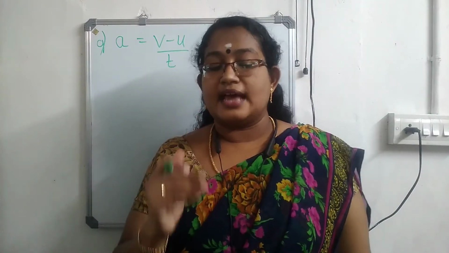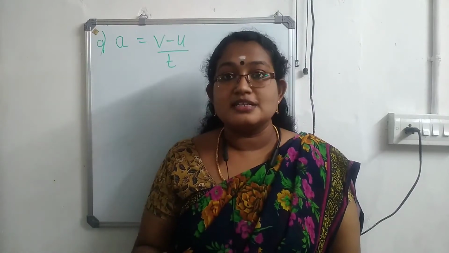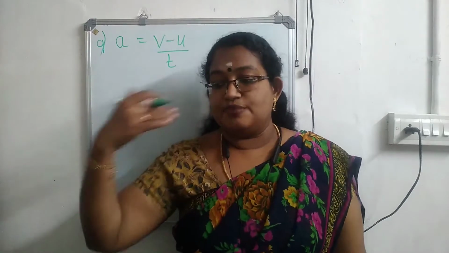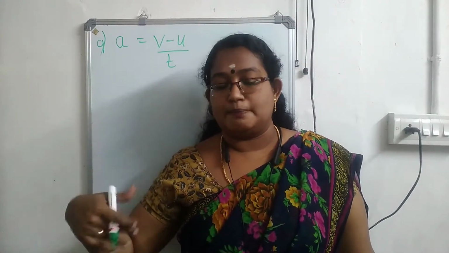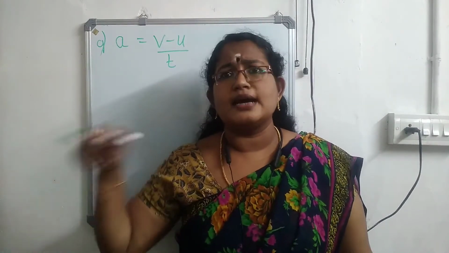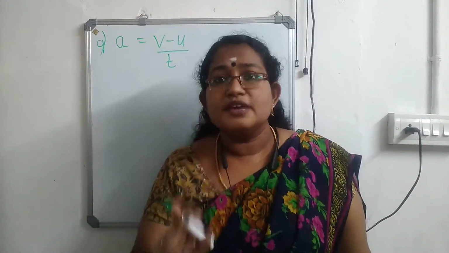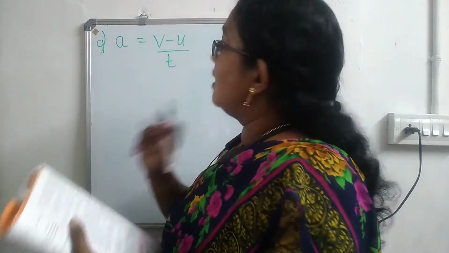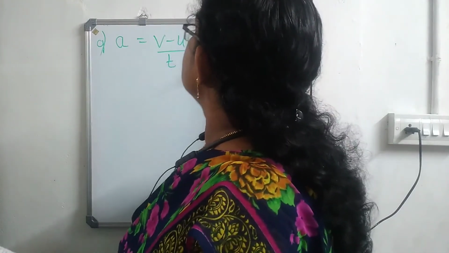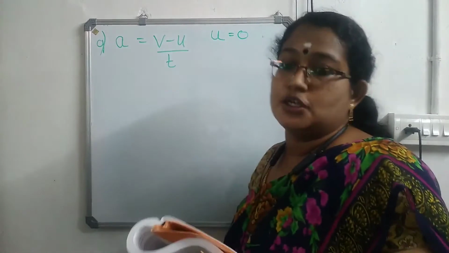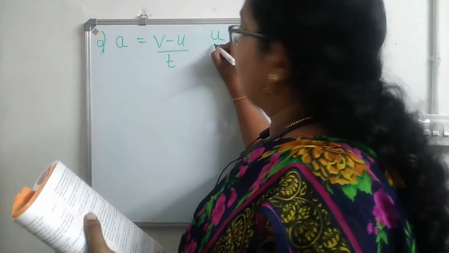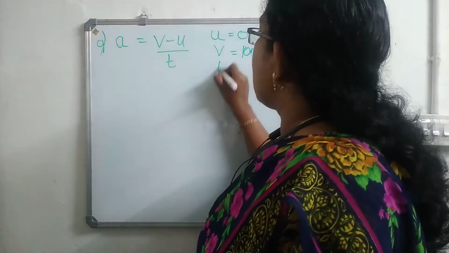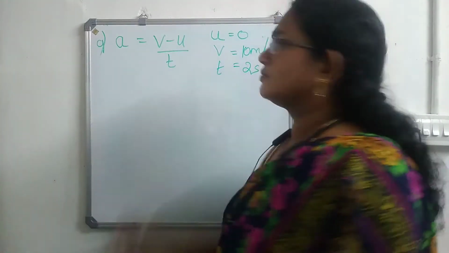If it is said that a body starts from rest, U, that is initial velocity, will be equal to 0. If a body stops, or by applying brakes the body comes to rest, V will be equal to 0. Now listen to the question. A body starts from rest. That means U is equal to 0. And acquires a velocity. V is 10 meter per second and time is 2 seconds.